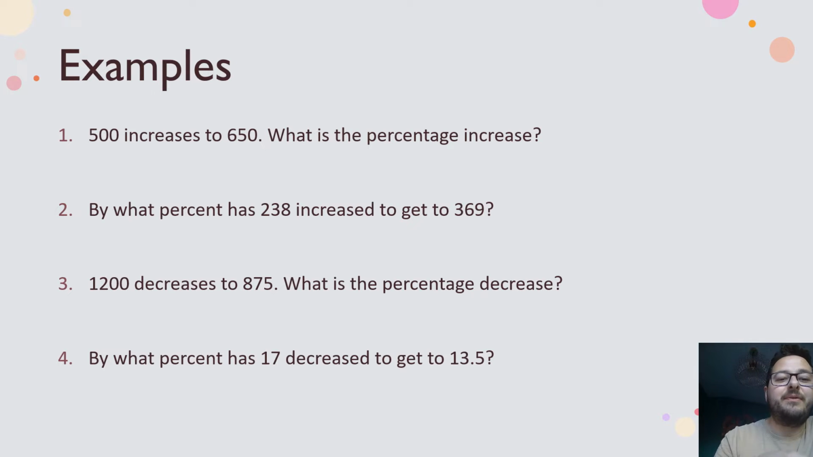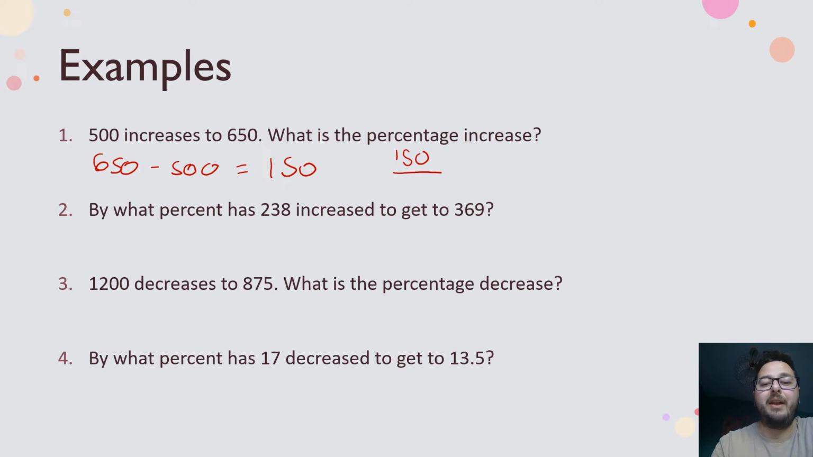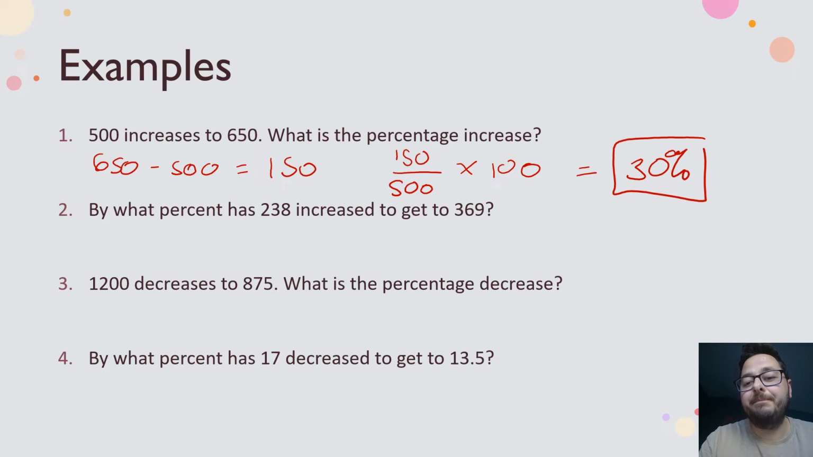Well, first let's find the difference. 650 minus 500 is 150. Then we want to do 150 divided by the original amount, which is 500. That'll give you your decimal. To get it as a percentage, we times by 100. So I'll put all this into my calculator: 150 over 500 times 100 gives me 30. So it's a 30% increase.